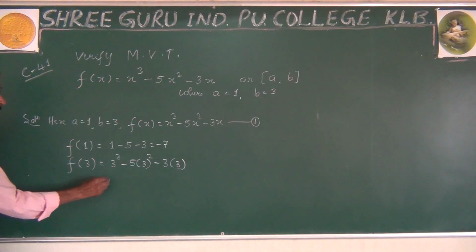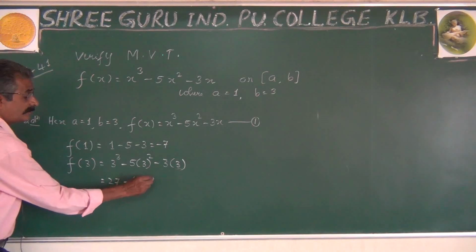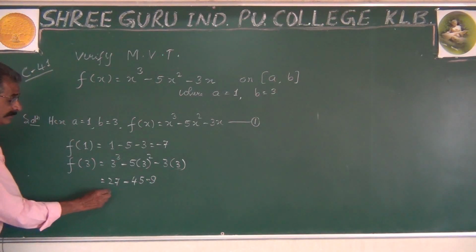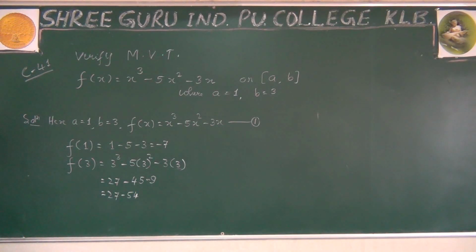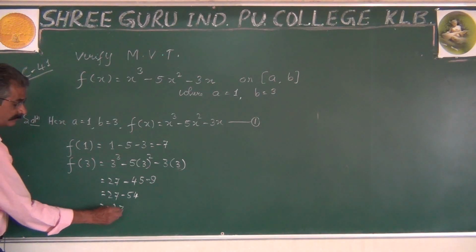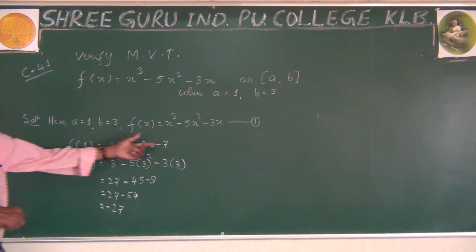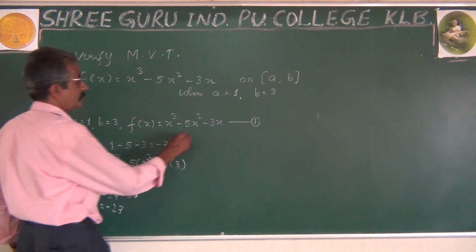3 cube is 27, 3 square is 9, into 5 is 45, 3 into 3 is 9. 27 minus 54 it is, so 27 minus 54 is minus 27. Observe, f of 1 is minus 7, f of 3 is minus 27, they are not equal. Hence we need to apply Lagrange's mean value theorem.